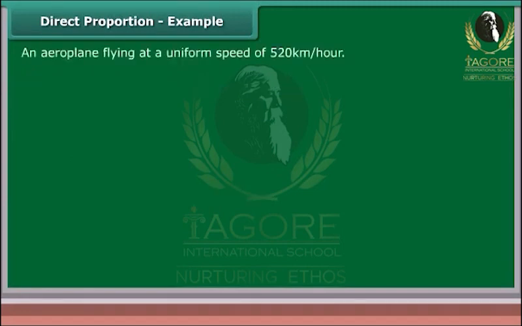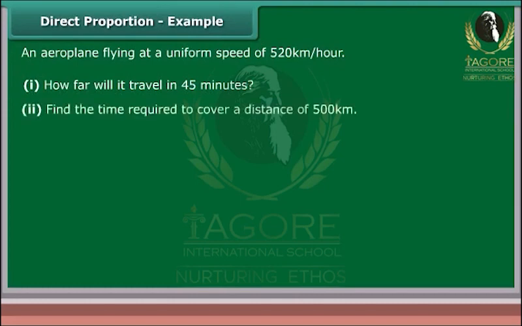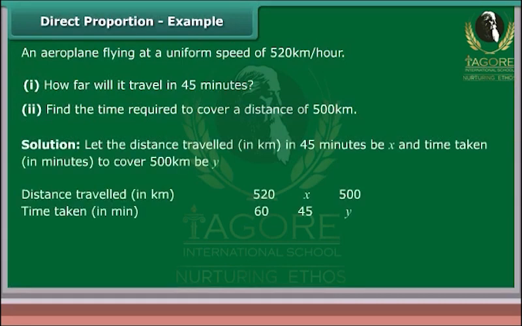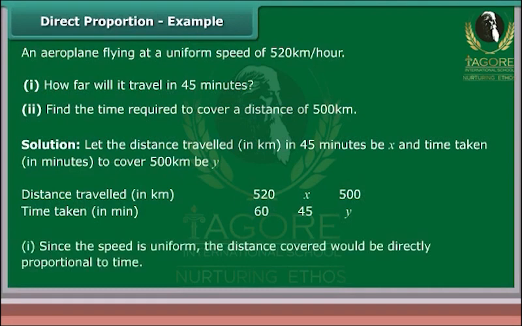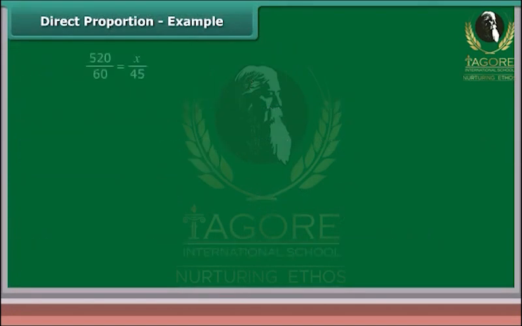Example: an airplane flying at a uniform speed of 520 kilometers per hour. How far will it travel in 45 minutes? Also find the time required to cover a distance of 500 kilometers. Solution: let the distance travelled in kilometers in 45 minutes be x and time taken in minutes to cover 500 kilometers be y. Since the speed is uniform, the distance covered would be directly proportional to time.